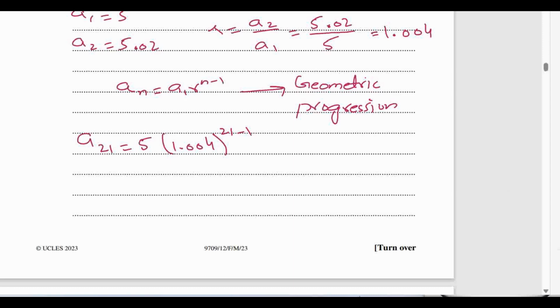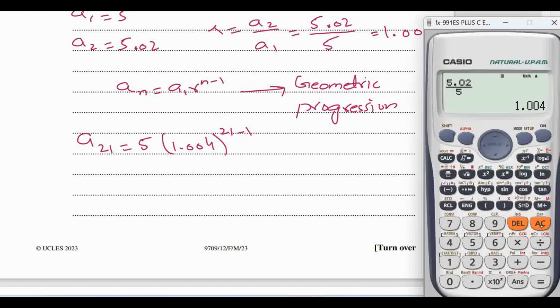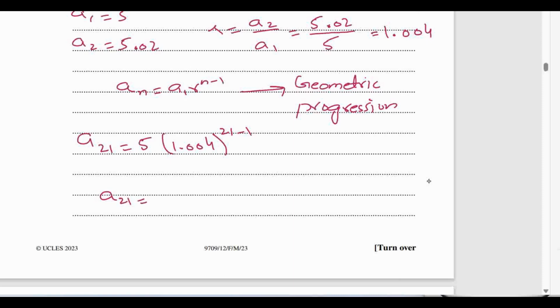So we can directly use the calculator over here. So this 1.004 power 20 multiplied by 5 will be equal to 5.41. So A21 will be equal to 5.41. So this will be the final answer. I hope that the concept is clear. Now let's move on to the next question.